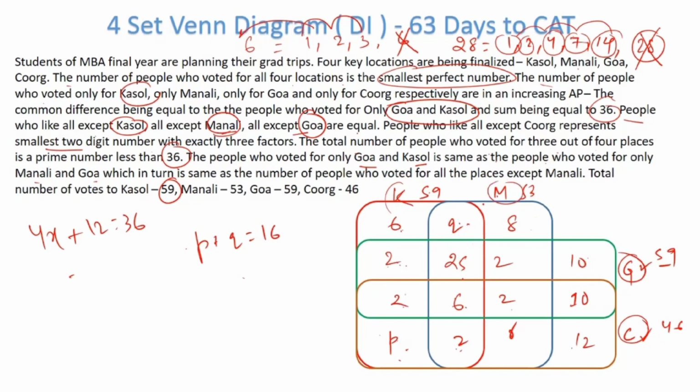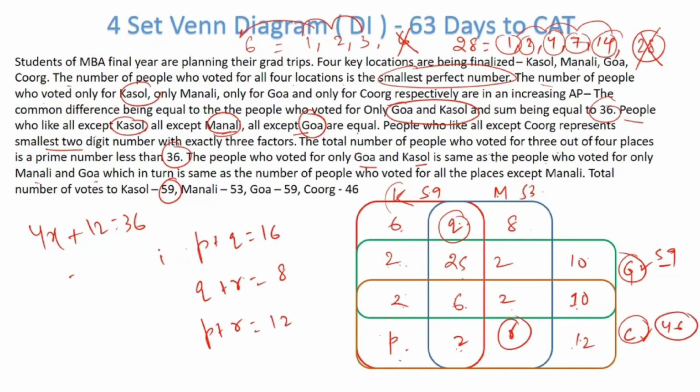Have a look at the Manali set. 25 plus 6 plus 2 plus 2, 10. 35 plus 2 is 37 plus 8 is 45. So here Q plus R must be equal to 53 minus 45, that is equal to 8. And finally have a look at the Coorg set. We have 6 plus 2 plus 2 plus 2. So 12 plus 12 is 24 plus 10 is 34. So P plus R is equal to 46 minus 34, that is 12.